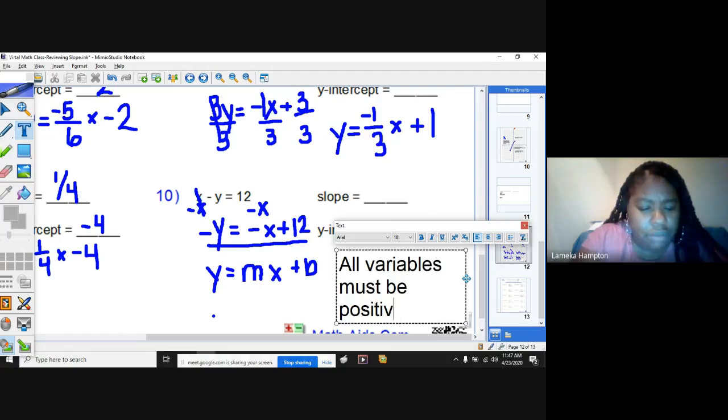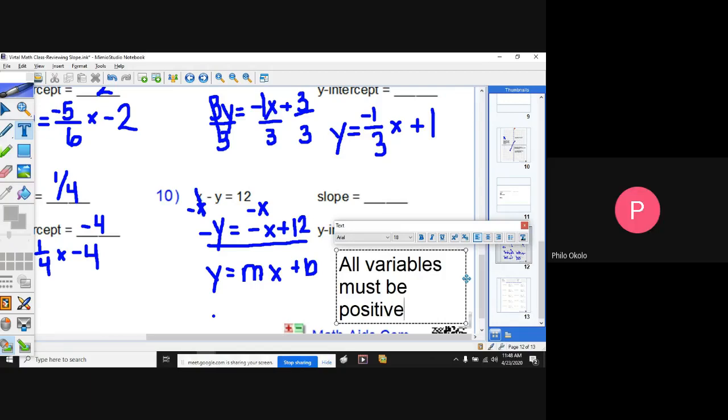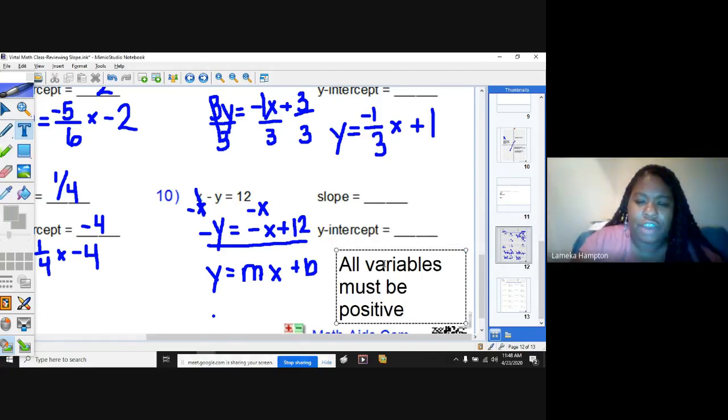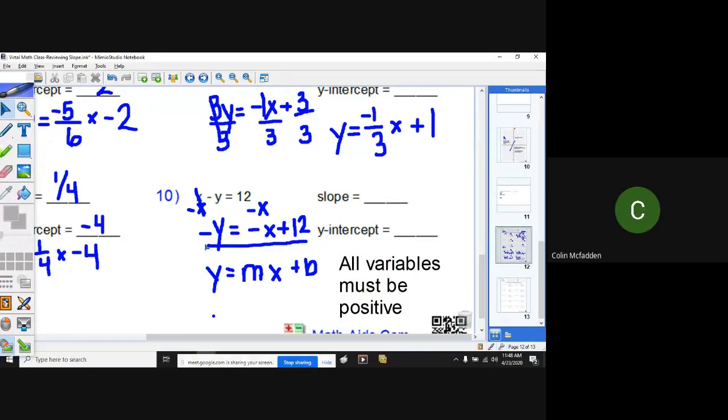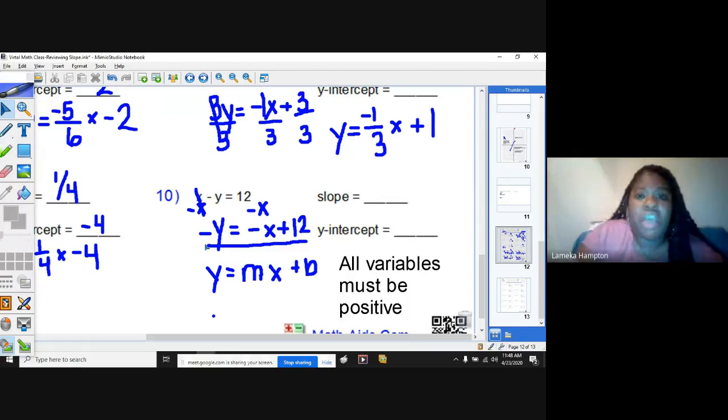All variables must be positive. You can never ever have a negative variable under no circumstances. All variables must be positive. The problem is we have a negative y. We cannot have a negative y right here. So what do I need to do to change my negative to a positive? What do I need to do?